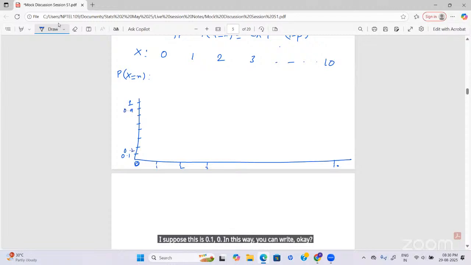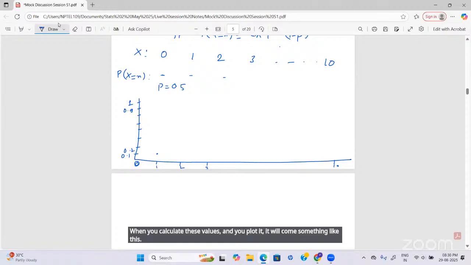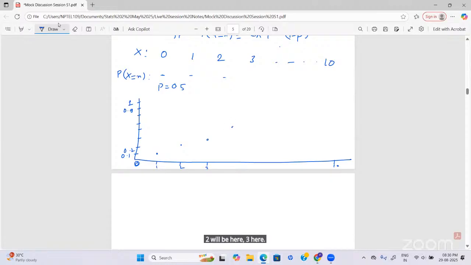Now you will calculate the values. If you take p equal to 0.5, when you calculate these values and plot it, it will come out something like this. So the probability of x equals 1 will be something here, 2 will be here, 3 here. In this way it will increase, and then gradually it will decrease.